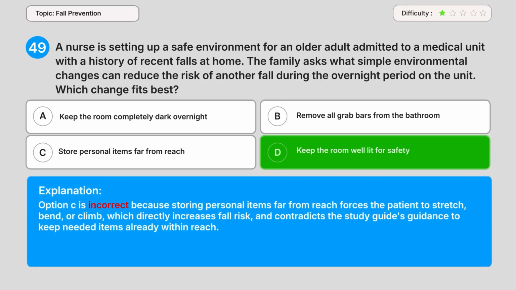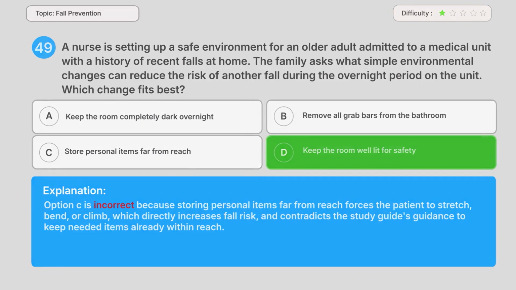Option C is incorrect because storing personal items far from reach forces the patient to stretch, bend, or climb, which directly increases fall risk and contradicts the study guide's guidance to keep needed items already within reach.